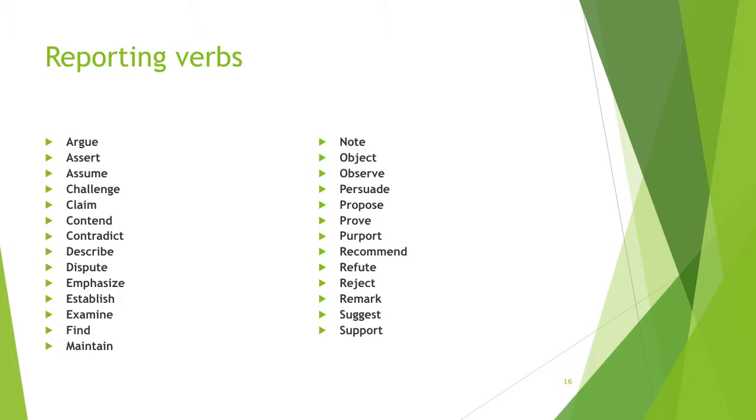There are many different kinds of verbs that you can use to talk about what an author has said. There are many slides that you can get for this. So look for ways to introduce literature on the internet. Argues, the author argues, asserts, assumes, claims, contends, contradicts, describes, finds, examines, proposes, observed.